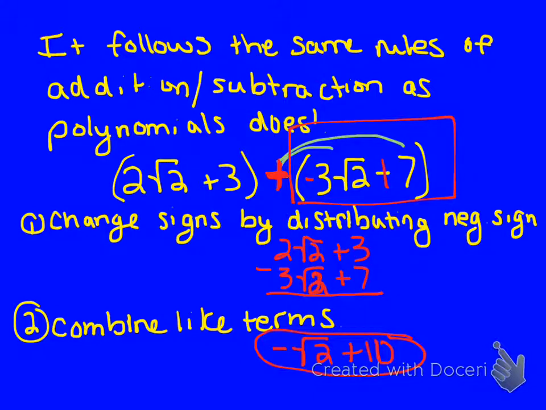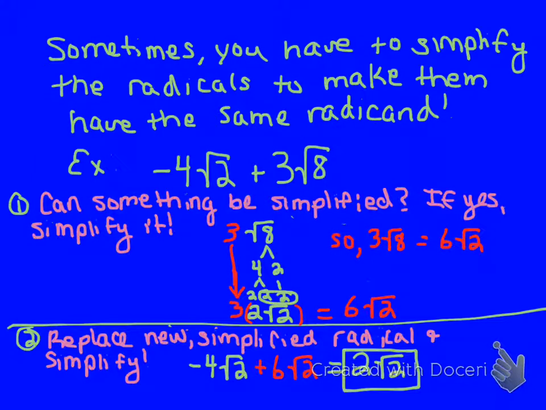But of course, as you know, everything gets a little bit more complicated, so sometimes you have to simplify the radicals to make them have the same radicand. So I want you to look at this example.